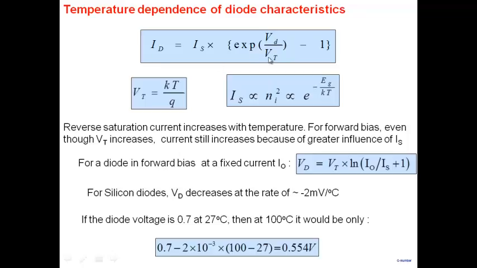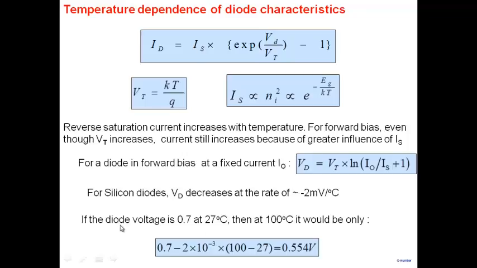What? That VT, of course, is temperature dependent, and the saturation current increases sharply, exponentially with temperature. So these are the things that you have to keep in mind. So this is as far as the forward characteristics is concerned.